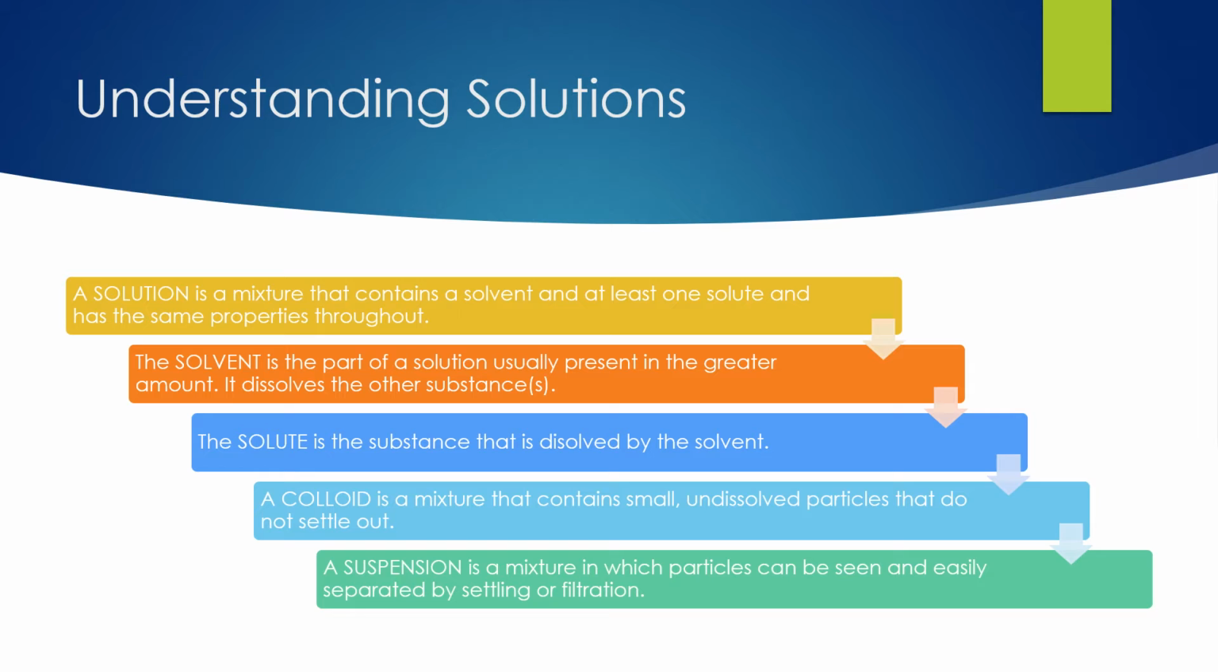A solution is a mixture that contains a solvent and at least one solute and has the same properties throughout. The solvent is the part of a solution usually present in the greater amount; it dissolves the other substances. The solute is the substance that is dissolved by the solvent. A colloid is a mixture that contains small, undissolved particles that do not settle out. A suspension is a mixture in which particles can be seen and easily separated by settling or filtration.